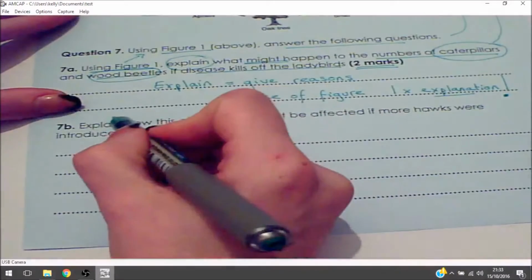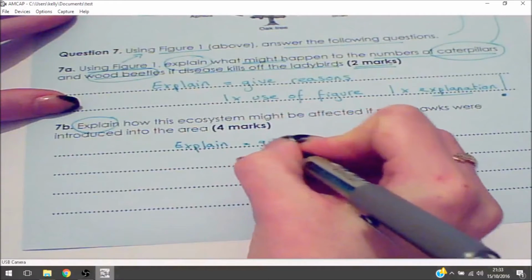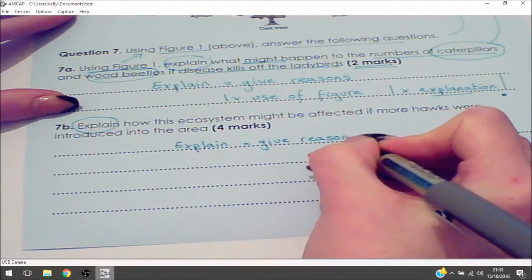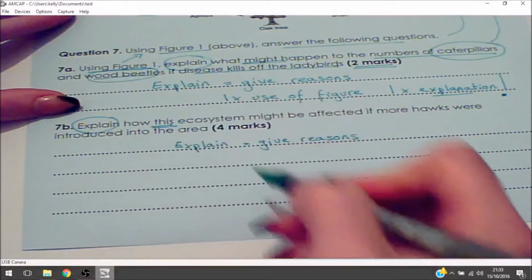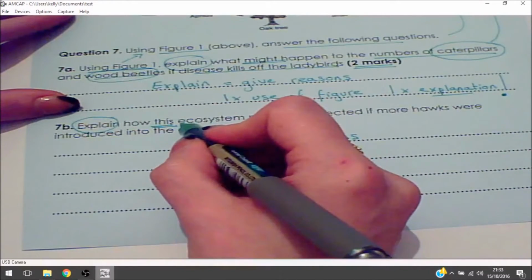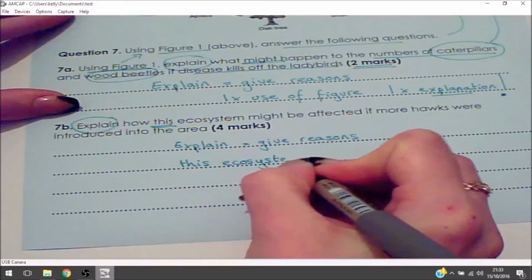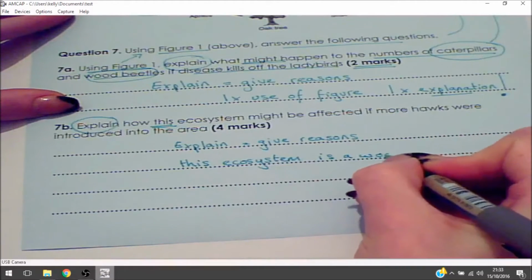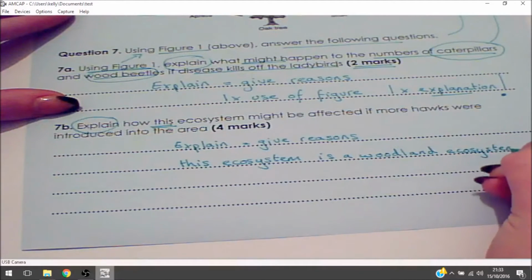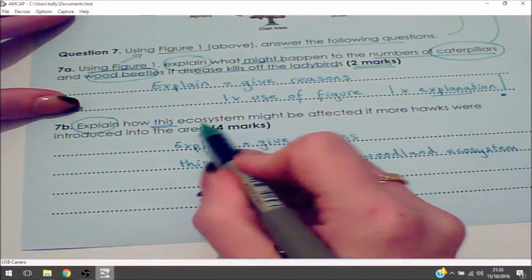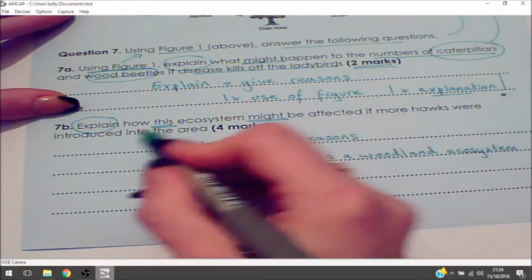This time it's asking us to explain again. So again, what does explain mean? It means to give reasons. Asking you to explain how this ecosystem, so this particular ecosystem we are looking at, is still referring back to figure 1. So this ecosystem is a woodland ecosystem. Again, doesn't matter if you've learned about a woodland ecosystem, it's asking you to apply your knowledge. And how this woodland ecosystem might be affected if more hawks were introduced into the area.